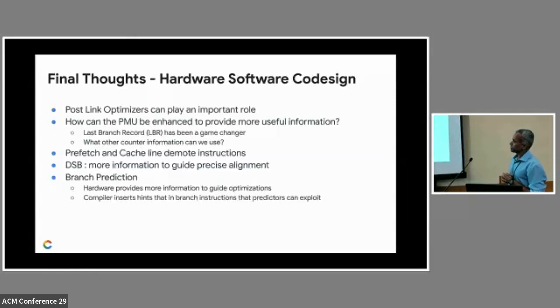DSB utilization can be further improved by precise alignment using post-link optimizers. In the case of branch prediction, if the hardware can provide more information to the post-link optimizers, we could utilize it, or vice versa, where the compilers can insert hints in branch instructions that branch predictors can exploit. So this is something that I leave as food for thought and an open-ended research problem for the community to explore. Thank you.